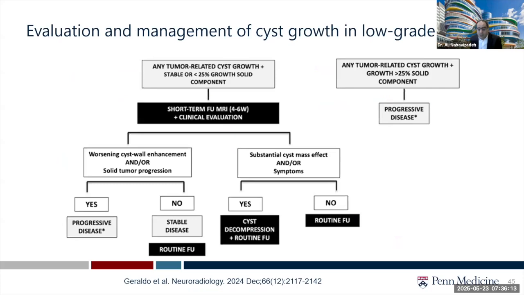So in low-grade glioma, the cystic growth would be treated differently compared to the solid tumor component. If the cystic component is more than 25% of the solid component, then that would be progressive disease. However, in the case that the cystic growth is stable or less than 25% growth in the solid tumor component, we need a short-term follow-up MRI in 4 to 6 weeks.